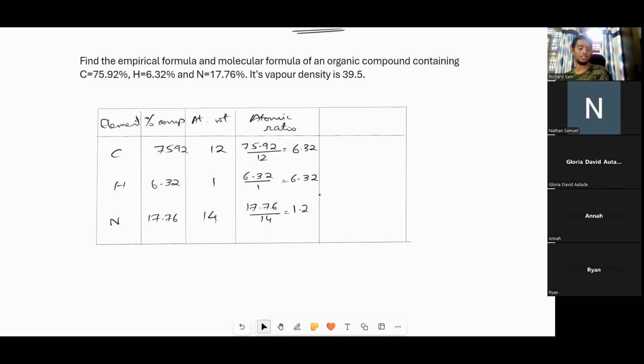1.221 you got? Anyone else? 1.26 it's coming. Yes, and I also got 1.26. Yeah, 1.268. Anyone else? 1.268 is almost 1.27. All right. So let's take 1.27 because when we take three decimal places and round it off, that's what we're getting.